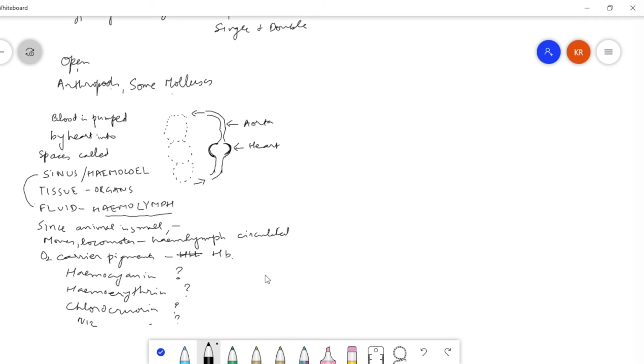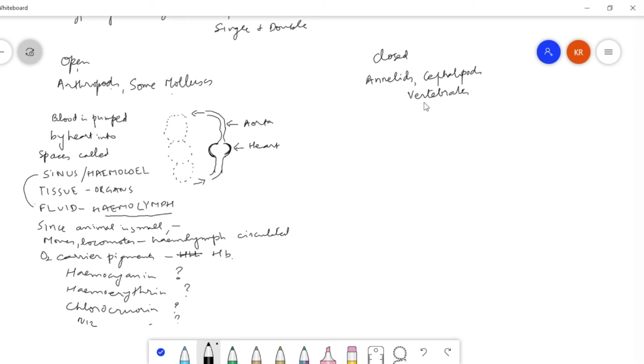Now that was all about open circulatory system. Let's just see what we mean by a closed circulatory system. Now, in a closed circulatory system, it's found in annelids like earthworms. It's found in cephalopods, and it is found in vertebrates. We have a closed system.